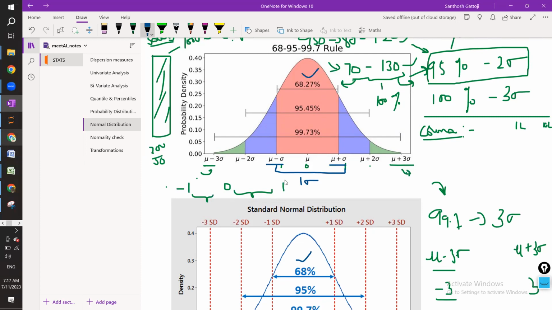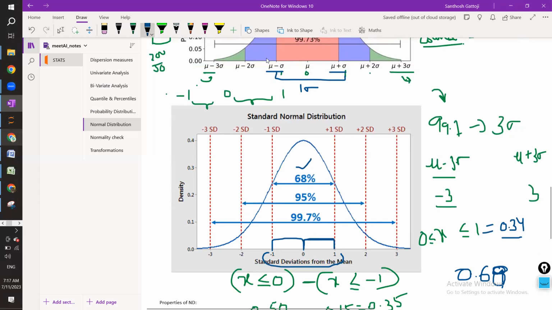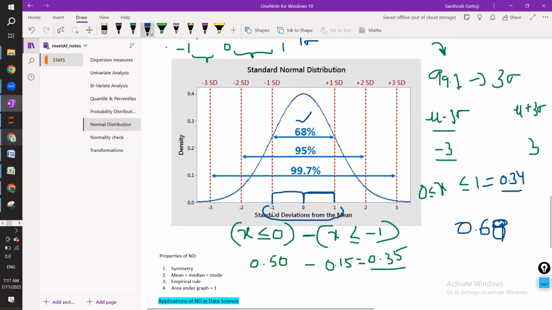Whatever the distribution, whether normal or standard normal, 68% should and must be found within one standard deviation, 95% within two standard deviations, and 99.7% within three standard deviations. Agree? But the only advantage of the standard normal distribution is that you have the actual values because you know mu and sigma. Now you can simply conclude that from minus 1 to 1, 68% of the data is found. From minus 2 to 2, 95% of the data is found.